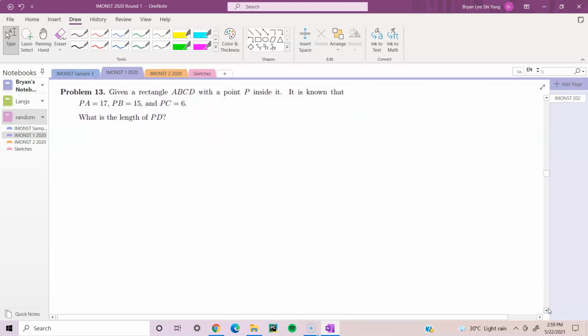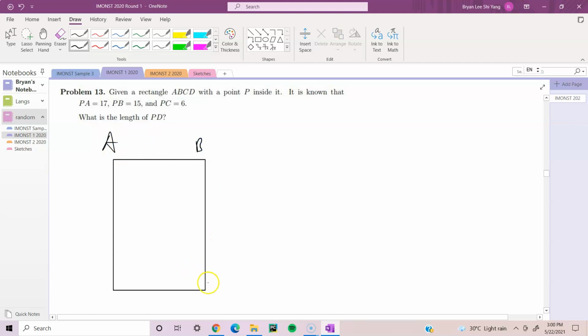Okay, so this is the final question for the day. We have a rectangle ABCD with the point P inside it. So let's draw a rectangle. So it is something like this. Okay, then we have A, B, C, D. So either we do it clockwise or anti-clockwise. We can't say, oh, this is A, B, and then this is C, D. Okay, we must follow an order.